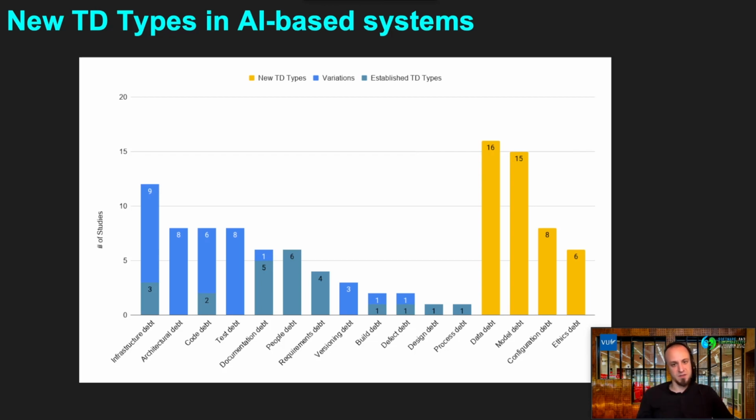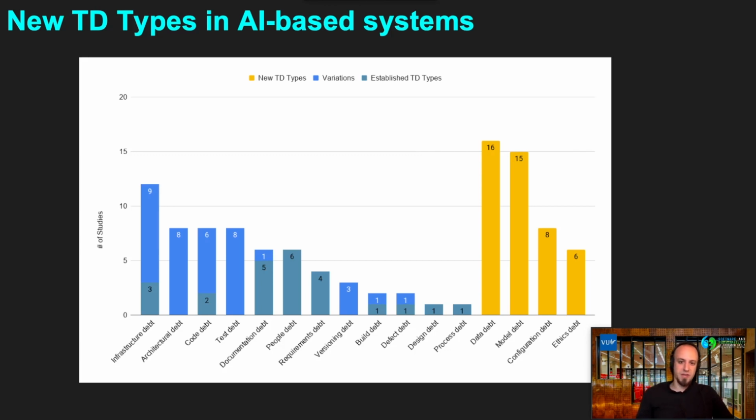The second new type of debt is model debt, which regards suboptimal practices in the design, training, and management of AI models. This can arise from suboptimal feature selection processes, neglected hyperparameter tuning, and poorly engineered model deployment strategies.